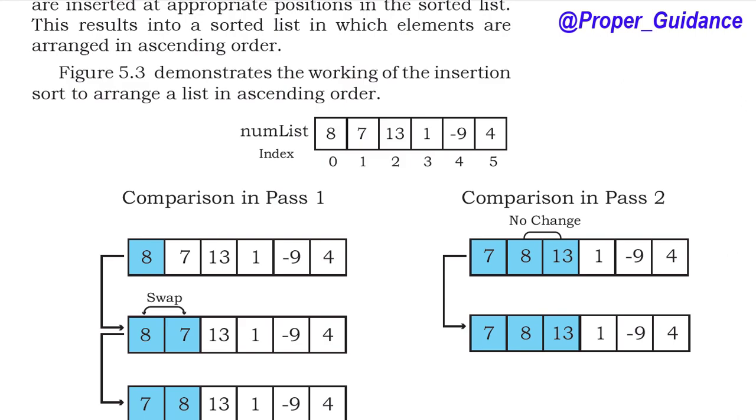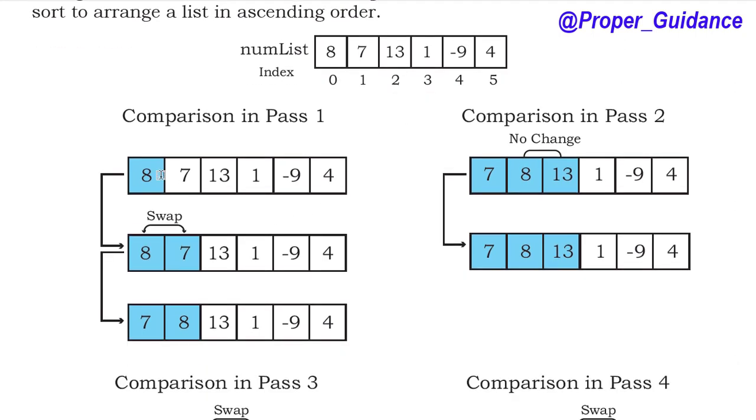Num list, the same list is given here. Indexes are the same, from 0 to 5, and the given elements are also the same here: 8, 7, 13, 1, -9 and 4. Now comparison in pass 1. What will happen here? Look at the picture. 8 in the blue box. 8, 7, 13, 1, -9 and 4. 8, 7. 7 is smaller, swap it. 7, 8. Comparison number 2. 7, 8, 13. 8 is smaller than 13, so no need to change. No changes here. 7, 8, 13.